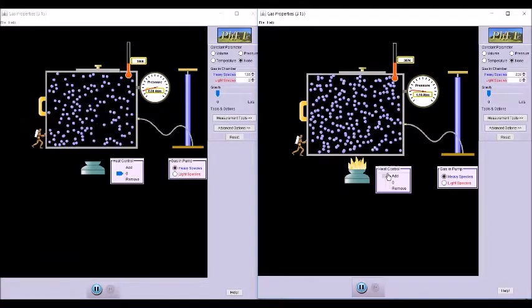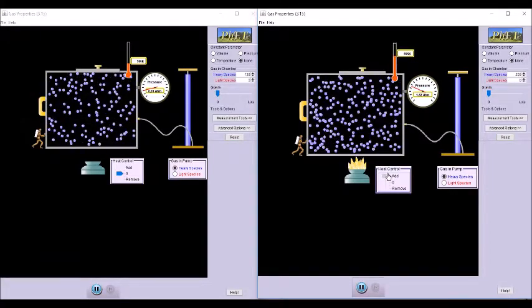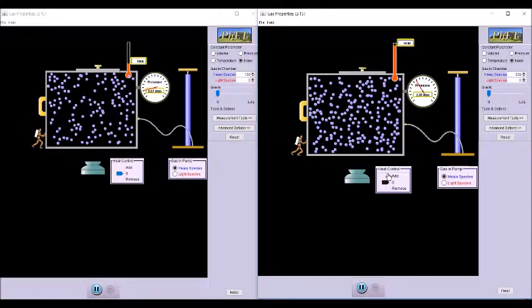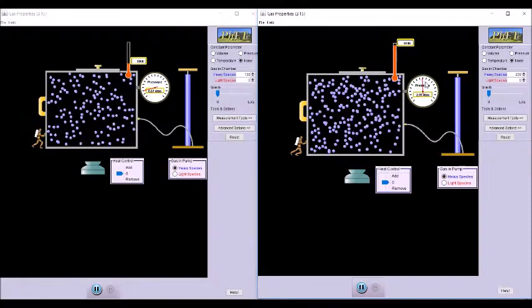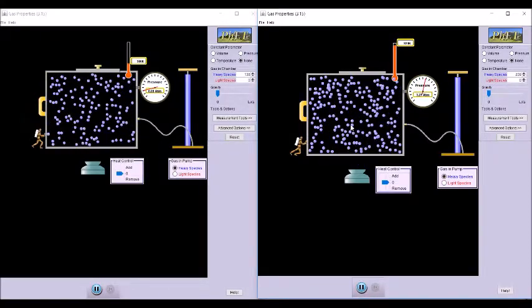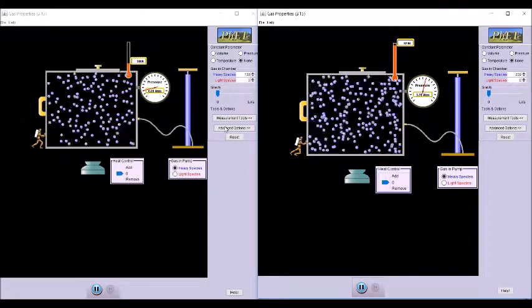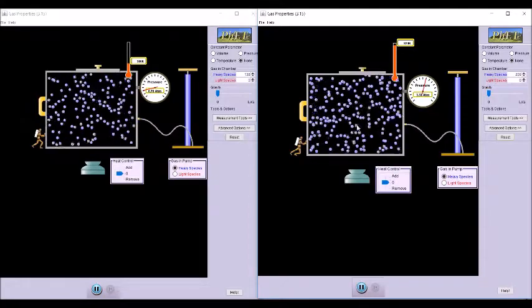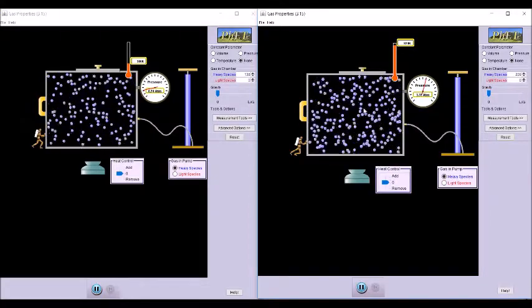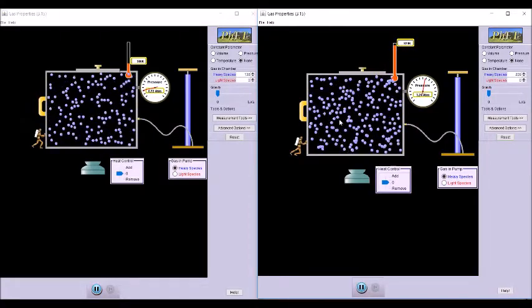Let's add heat and observe what happens. We notice our temperature has increased in the simulation, and we notice the pressure is building as well. But look at the particles on this right-hand simulator compared to the left-hand simulator. They've got much higher translational kinetic energy. Accordingly, their temperature is a lot higher.